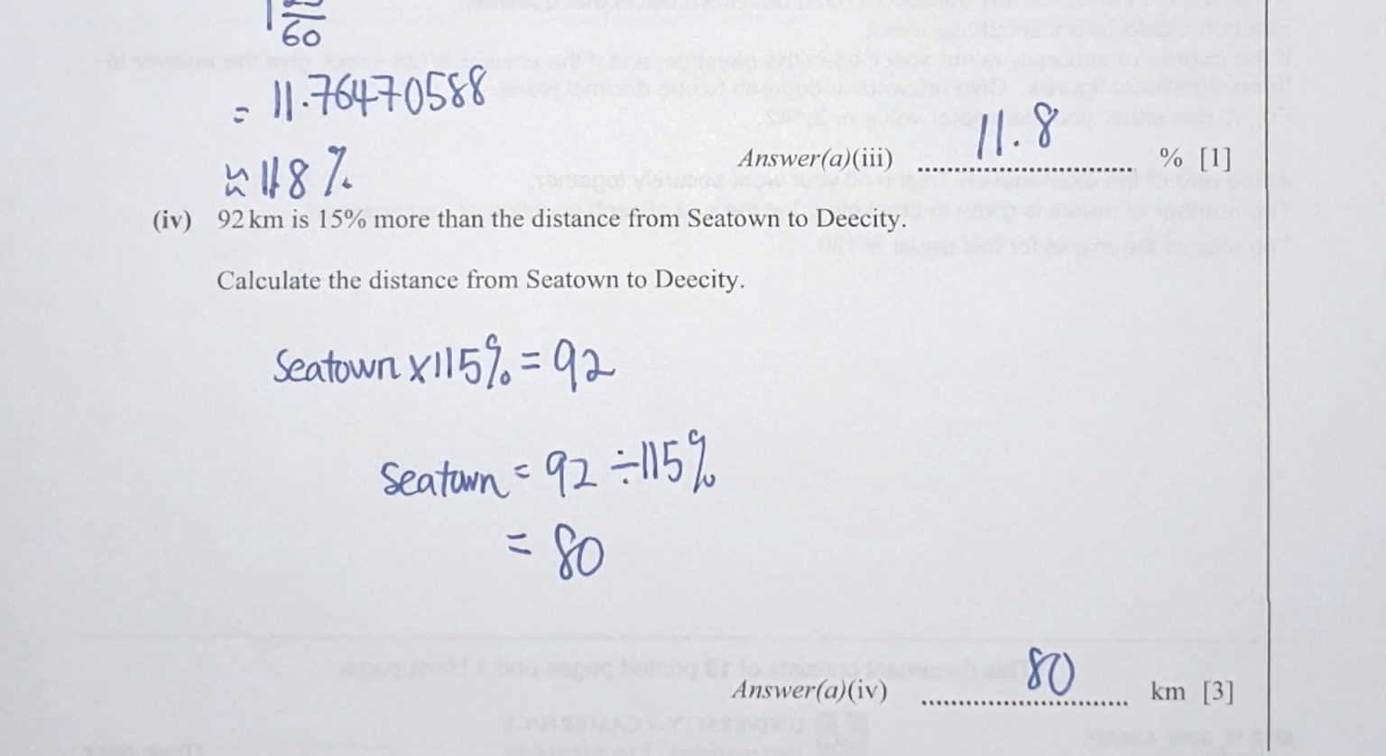Whereby for part 4, 92 kilometers is 15% more than the distance from C town to D city. So C town times 115% equals 92. C town's distance will be 80 kilometers after the calculation.